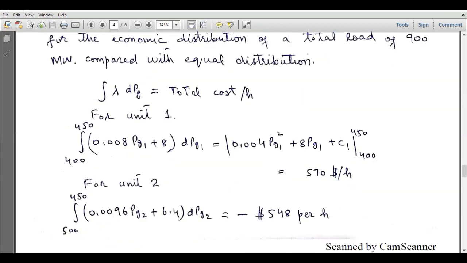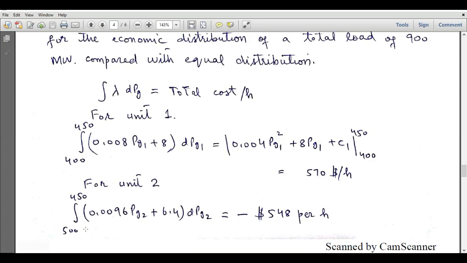So we have to integrate this first lambda from 400 to 450. This is a very simple integration, and after putting these limits, we will get the answer of $570 per hour, which is the fuel cost function of generator one. So $570 per hour more fuel cost will be added to the first generator.